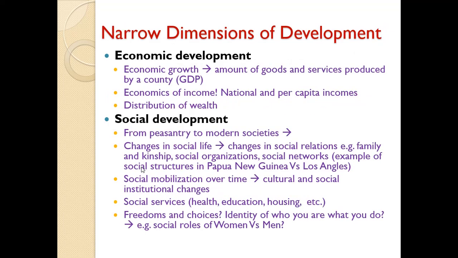So the narrow dimensions, again, economic growth, you have economic income and so on. Then you have narrow dimensions of social development. For instance, I've just talked about peasantry to modern social change in terms of life. Then you have social mobilization over time, culture change, and then social services, education, housing, and so on. And also freedoms and choices. Okay, for instance, social roles between men and women.